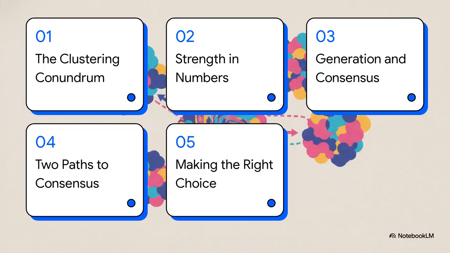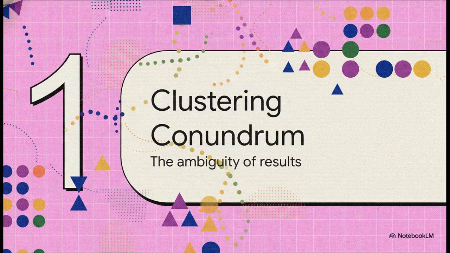So here's the game plan. First, we're going to unpack what makes clustering so tricky in the first place, that core problem. Then we'll introduce the solution, our hero for today, the cluster ensemble. We'll get into how they're built, look at the two big ideas behind them, and then, to wrap it all up, we'll go through a practical guide so you can pick the right approach for your own projects. Okay, let's just dive right in.